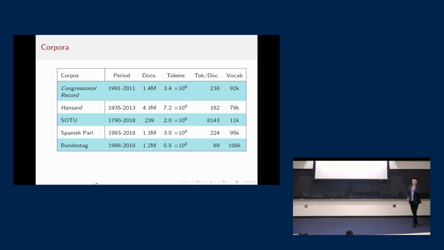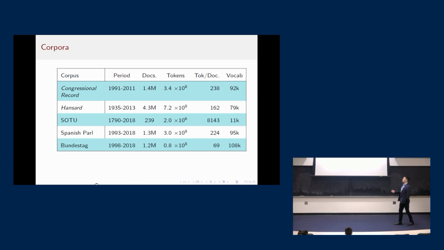One of the things that political scientists regularly deal with is multiple languages. I wouldn't say Spanish and German are low resource languages, but I think we don't really know much about how embeddings perform on them. But our lessons from the congressional record are going to basically carry over quite well to these other corpora, less so to the State of the Union, which is weird because it's long, but each document is quite short. So we're going to focus here.